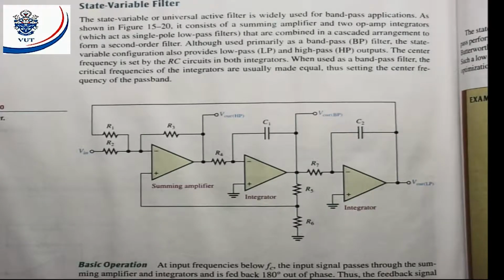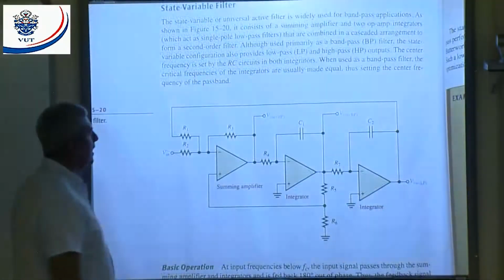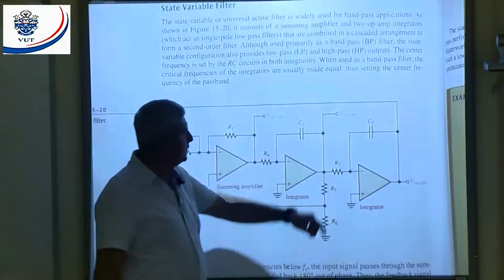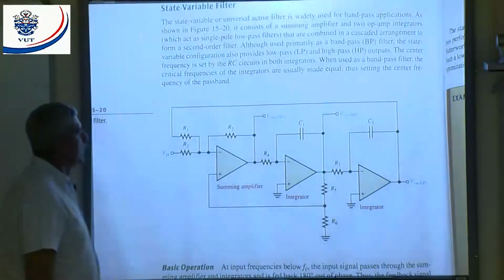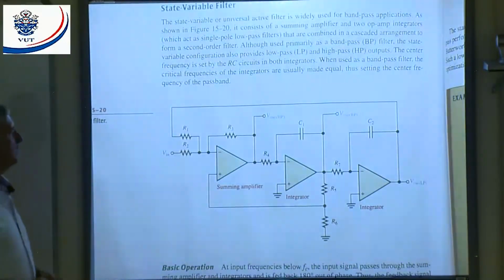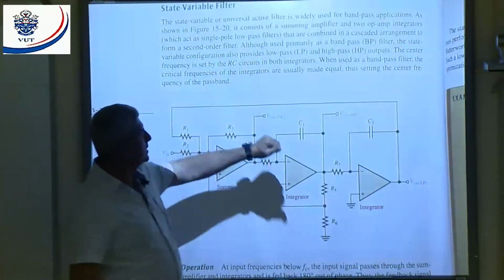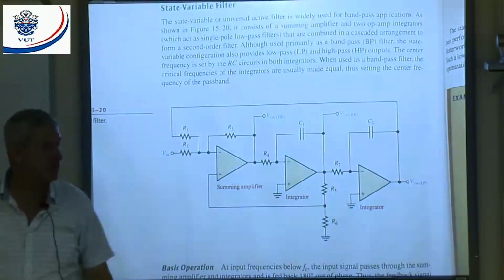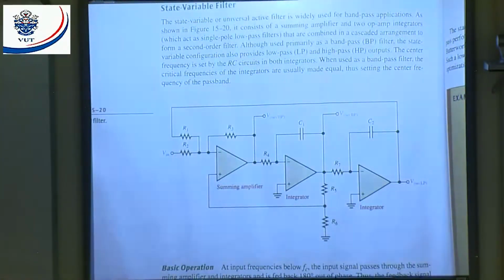The next one is our state variable filter. Now, the state variable filter consists of basically a summing amplifier and two integrators. All right. What outputs do we have? We've got three outputs in this case. We've got a high pass output, a band pass output, and a low pass output. That means your state variable filter will give you basically three outputs.